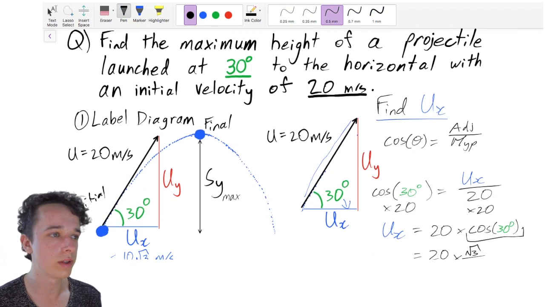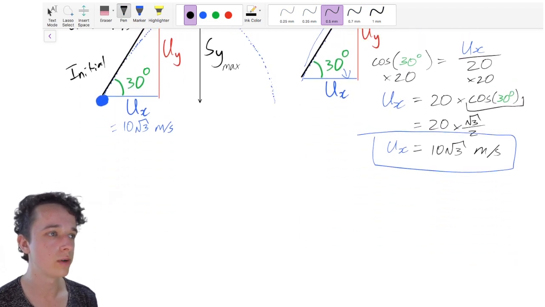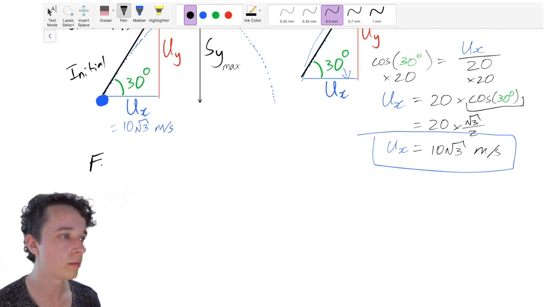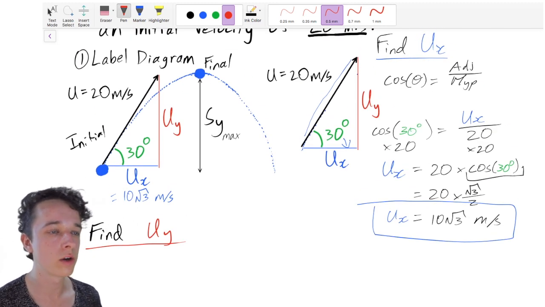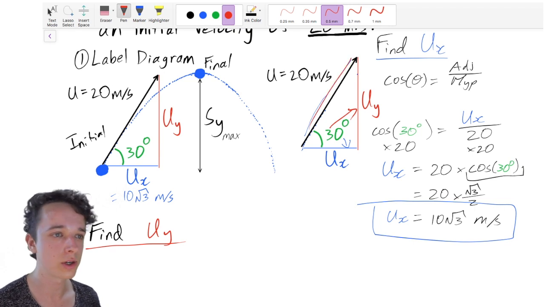And now that we have the x component of the initial velocity, ux, we're going to find the y component of the initial velocity, uy. And we're going to use the exact same process. How is uy related to the 30 degrees? Well, it is opposite the 30 degrees. And we still have this value 20 meters per second. It's still the hypotenuse of the triangle.